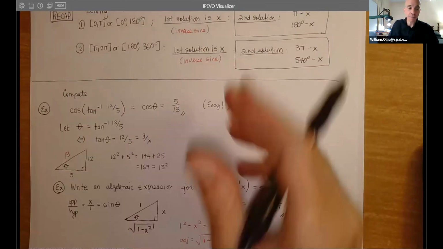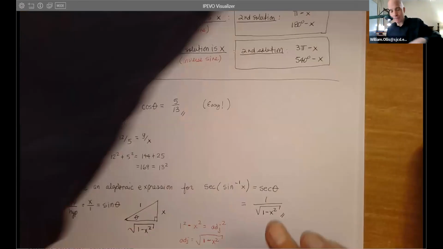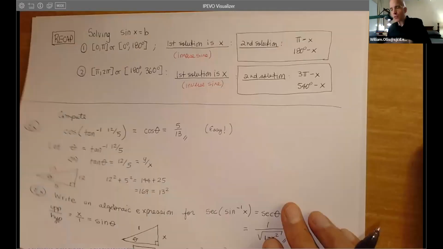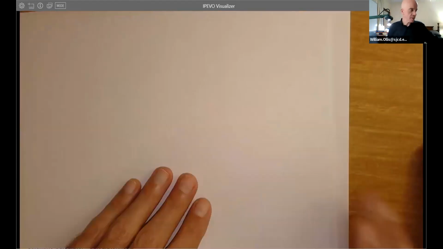So again, this will be a fun concept in Calculus 2. So there we have it. So the inverse trig functions are actually turning out to be very useful for us.